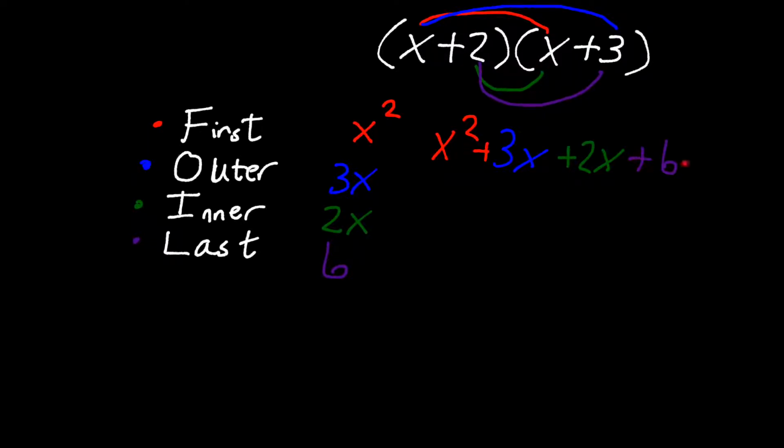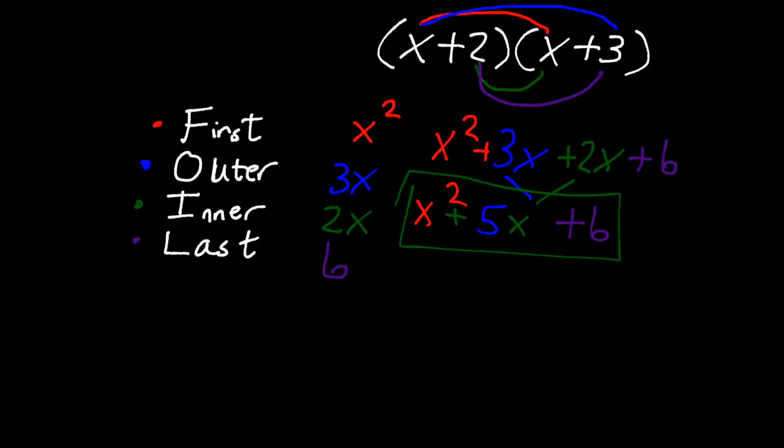Now, in some cases, we might be done at this point. But notice how I have a 3x and I have a 2x here. These are common terms. They both have the same variable. So I need to combine these, meaning the x squared is going to stay, the plus 6 at the end is going to stay, but these are going to combine together to give us 5x. And this is the final answer here: x squared plus 5x plus 6.